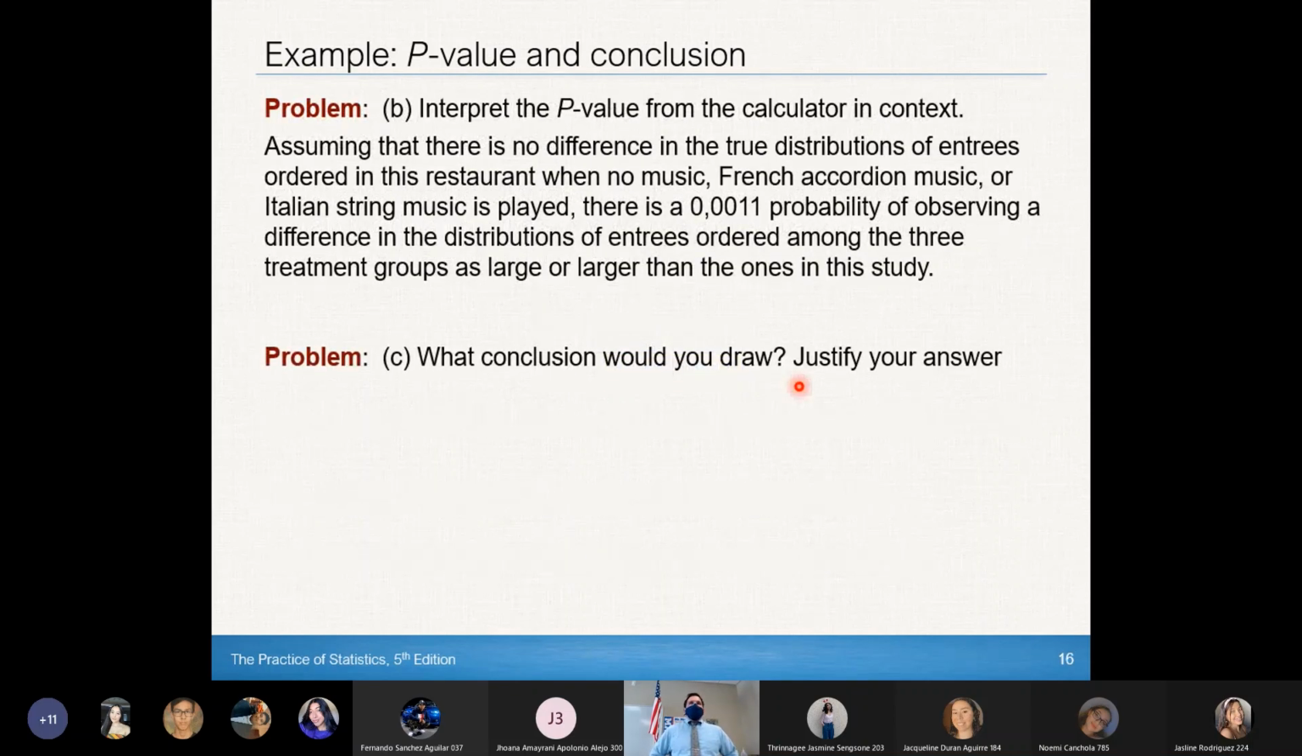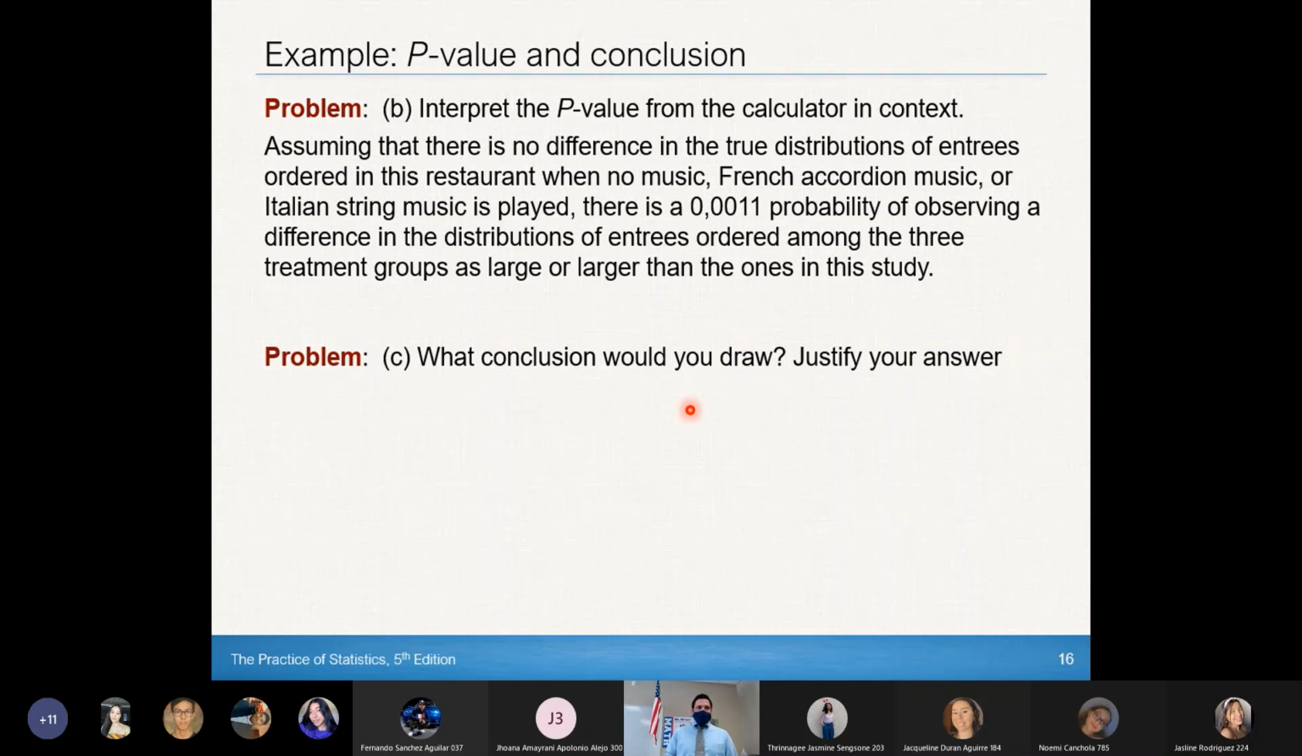So next we're asked to interpret the p-value from the calculator in context. Notice that the next question is what conclusion you would draw. So interpreting the p-value is not the same as writing a conclusion. They're asking for different things.